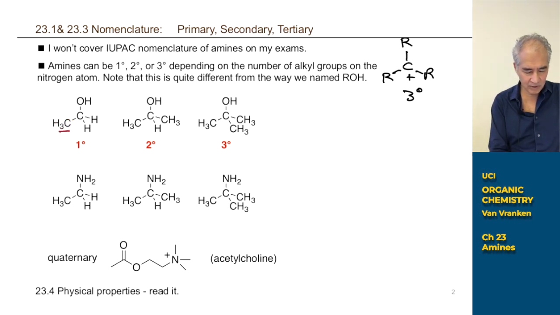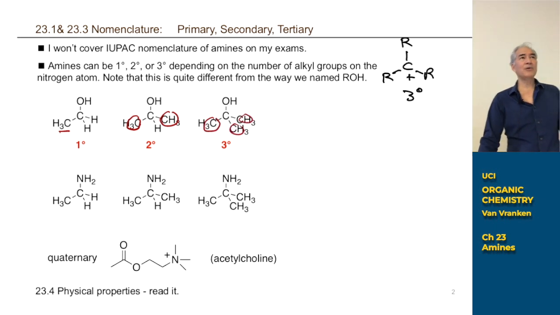So whenever there's 1 alkyl group, we call that primary. If there's 2 alkyl groups on here, we call that secondary. And if there's 3 alkyl groups on there, we call that tertiary. And that makes sense. It's just like a carbocation. If there's 3 alkyl groups on the carbocation, here, here, and here, then that's a tertiary carbocation.